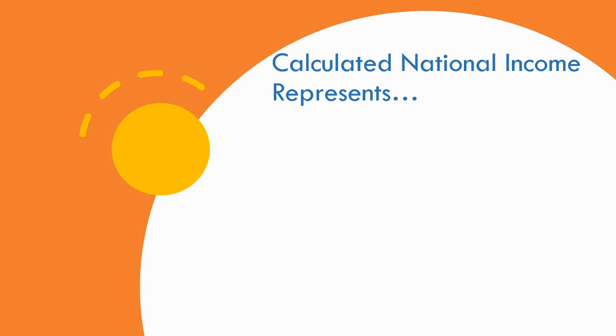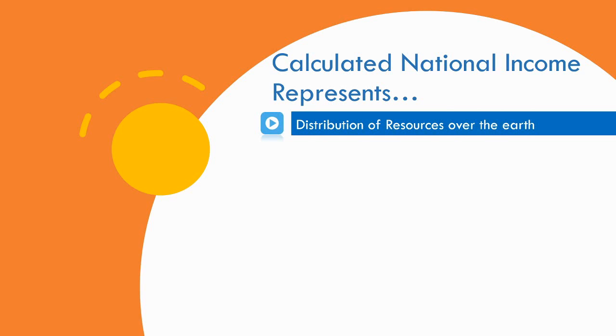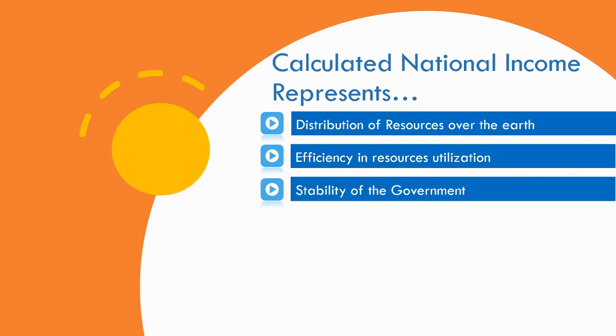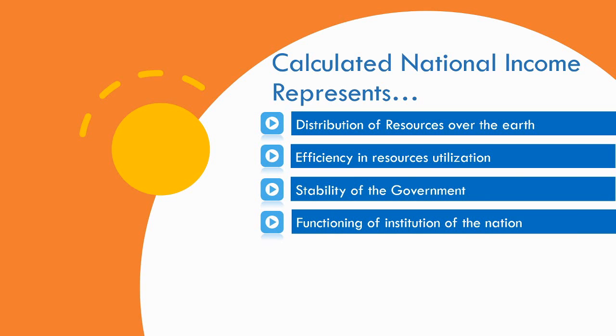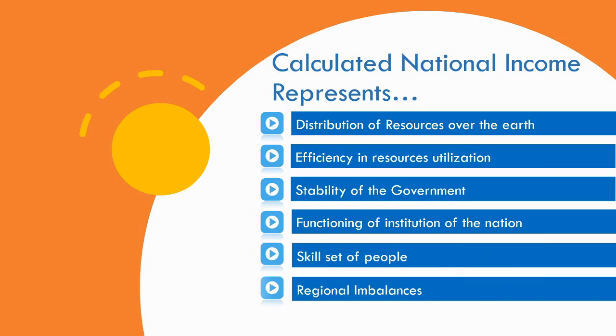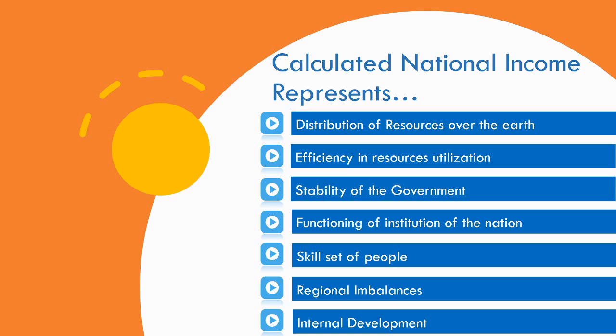And we know why generally it is important to calculate national income. But national income also represents some other aspects of a country's society and economy. So basically, national income reflects the distribution of resources over the earth, and it also checks the efficiency in resource utilization and observes the stability of the government, functioning of institutions of a nation, and identifies the skill set of people, observing regional imbalances and internal development considerations.